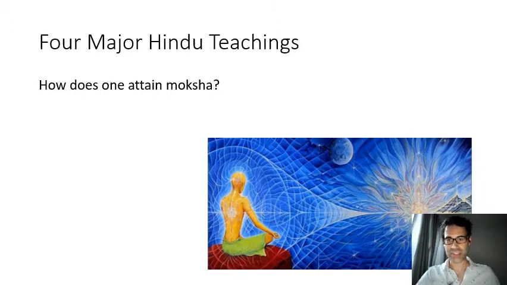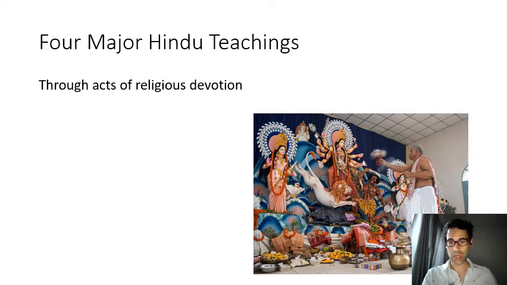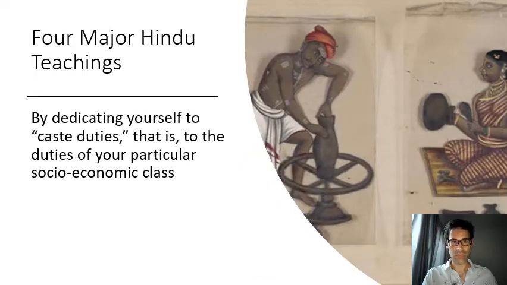All right, so now we have an idea as to where the Atman goes, but how does one attain moksha? Well, in the Bhagavad Gita, there are a few different ways that are mentioned. One is that someone can achieve moksha by dedicating their life to meditation and other esoteric practices like yoga, but also through acts of religious devotion, and by dedicating oneself to their caste duties, that is, to the particular duties of your socioeconomic class.